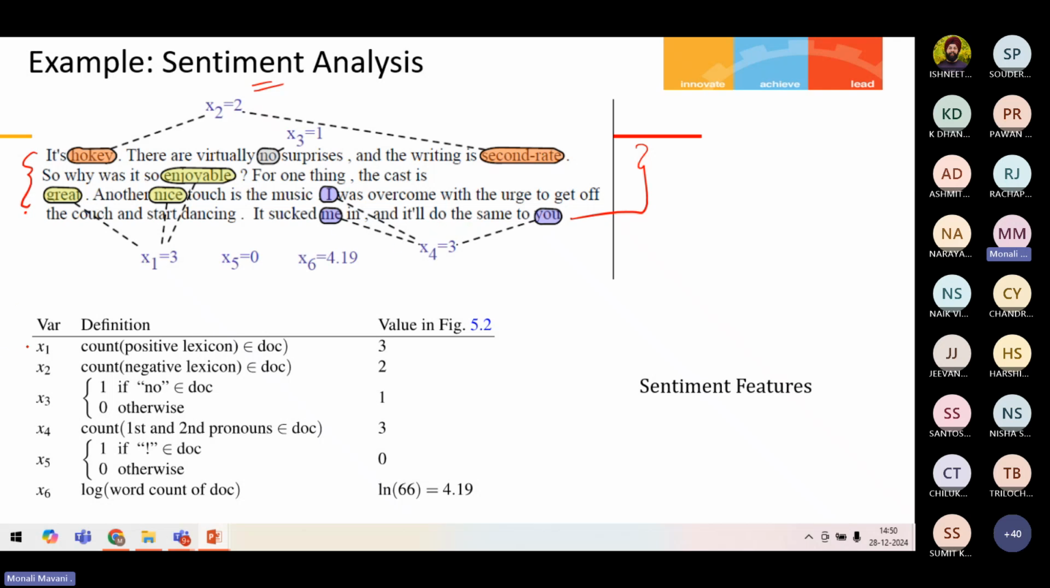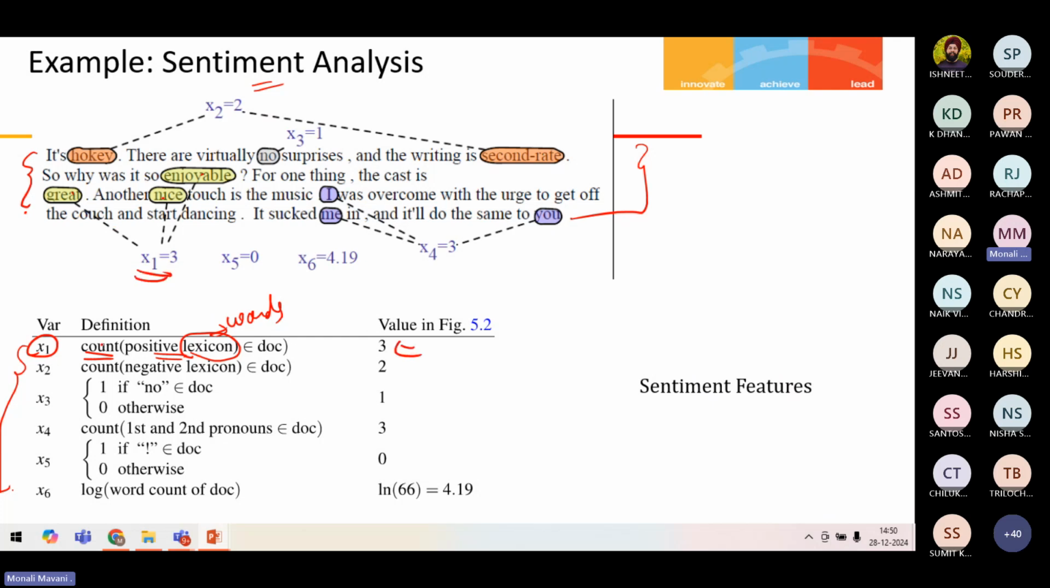So we have to do feature engineering and construct the features. Feature engineering or domain experts have to sit and define the features. Here we have defined the count of positive lexicons. Lexicons are nothing but words; it's a natural language processing term. So how many positive words are there? Say X1. Where is X1 here? It is 3: enjoyable, nice, and great. They are the positive words.